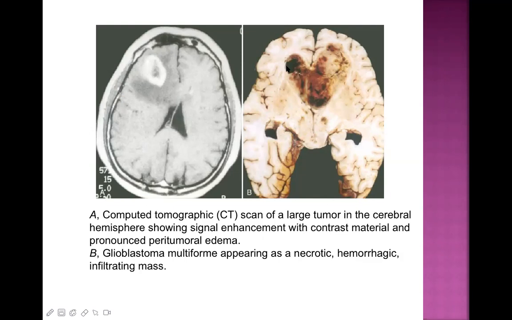Another one is a real pathological specimen. This is glioblastoma multiforme, which is a necrotic lesion. Necrotic is the black area, you can see here. Hemorrhagic is the red area. Okay, and this is infiltrating different parts of the brain. This is a highly malignant central nervous system tumor. Prognosis is very, very poor.